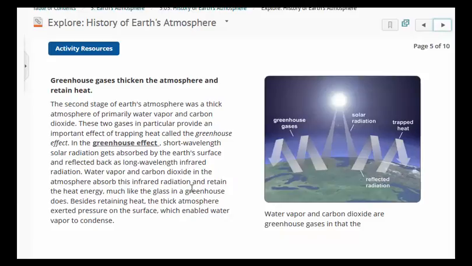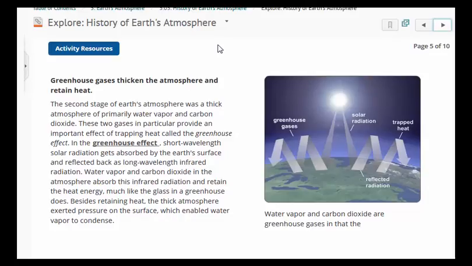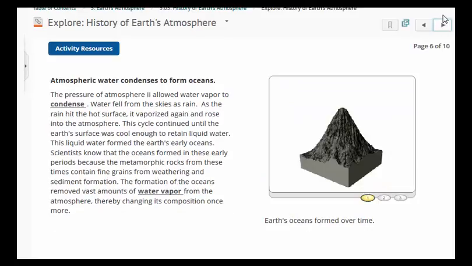Greenhouse gases also trapped in these water vapors and carbon dioxide, trapping in heat. So it was hot in the second atmosphere. And this caused water to condense in the second atmosphere, making oceans form.